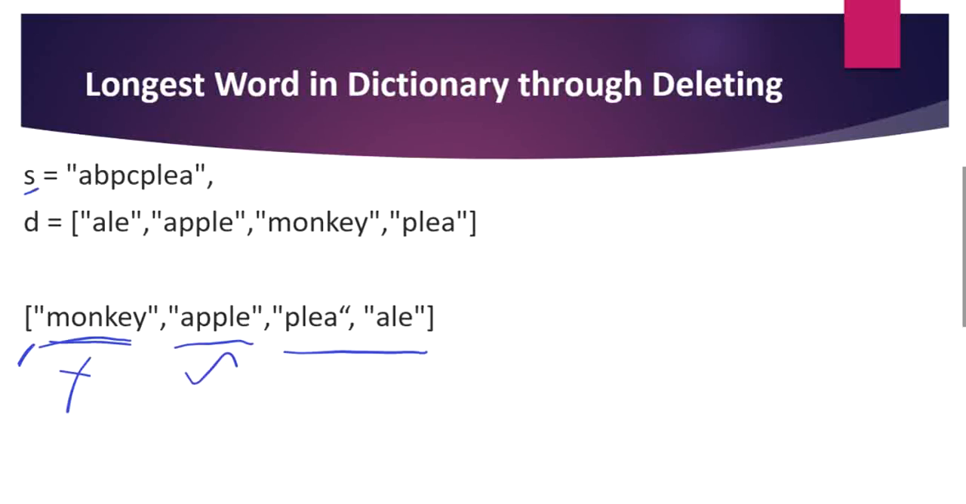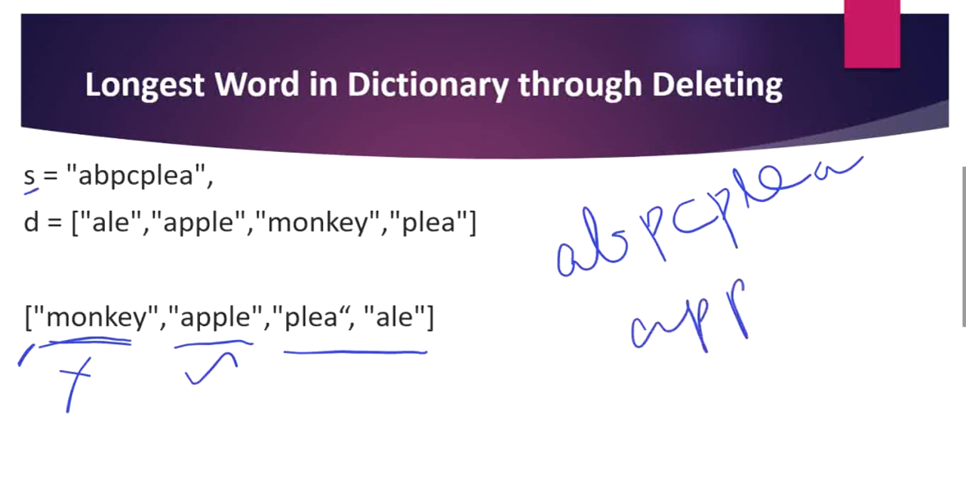So what I actually did, I started iterating the strings with two pointers. So now the string s is A, B, P, C, P, L, E, A and the word is apple. So I'm keeping a pointer i at my string s and j at my string from the list d. So every time we iterate, i is going to be our scanning element. It moves every time we iterate, and j moves only if the characters match. So let's start moving our i and j.